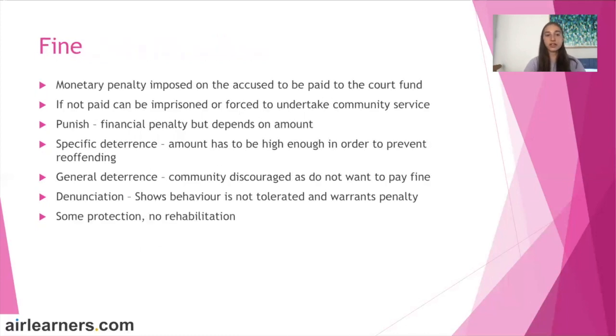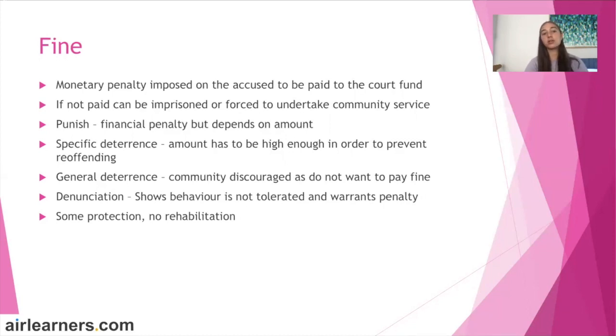The first type of sanction is a fine. A fine is a monetary penalty imposed on the accused to be paid to the court fund. If the accused does not pay the fine, they can be imprisoned or forced to take community service. The purpose of a fine is primarily to impose a financial penalty as a punishment, but that depends on the amount. If the accused is very rich and is of a high socioeconomic status, a fine of a couple hundred dollars is not going to punish them accordingly. Similarly with specific deterrence, if the amount is not high enough, it will not prevent the accused from reoffending.